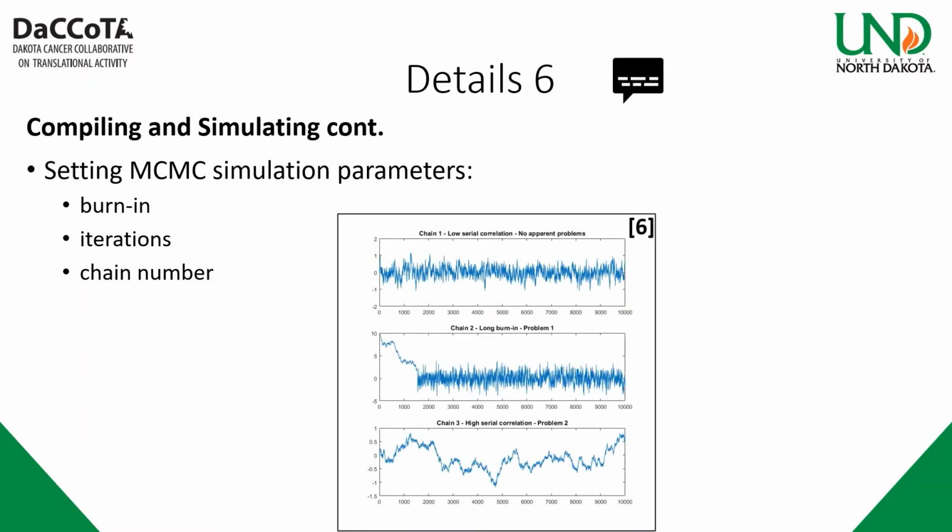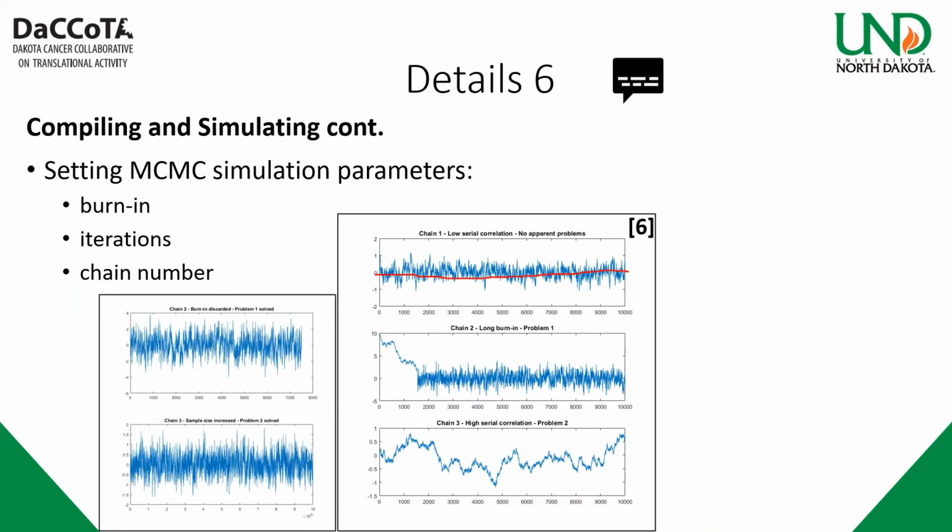So here are some examples of 3 chains. This first chain looks pretty good. It's converging pretty well, ending up being pretty flat. That's pretty reliable. Chain 2, we see this long burn-in problem, that it is really off here before it goes here. And this one, chain 3, there's a lot of correlation, so it goes up and down. It doesn't really stabilize as well.